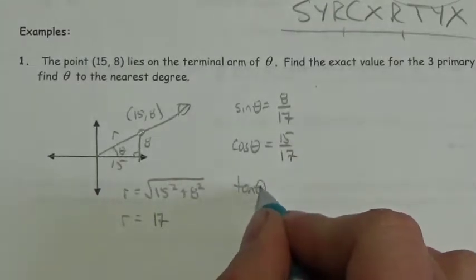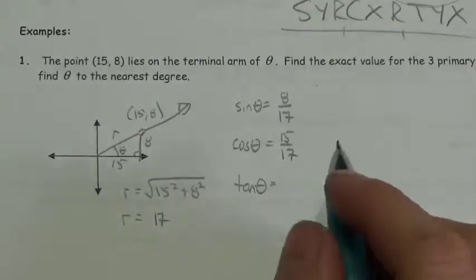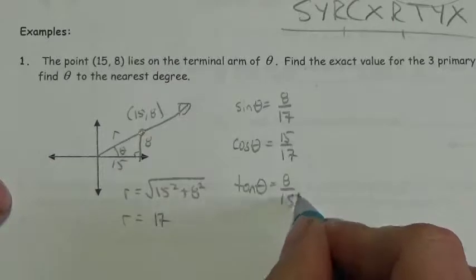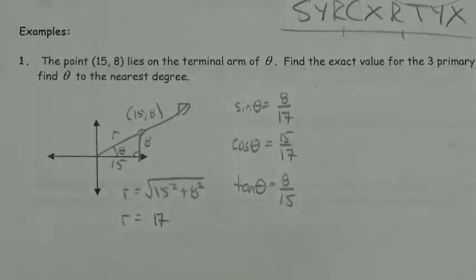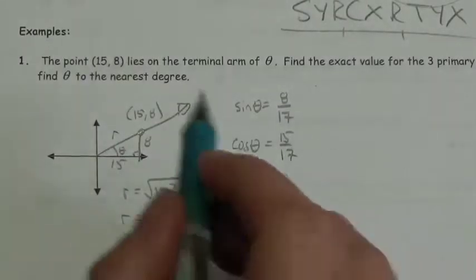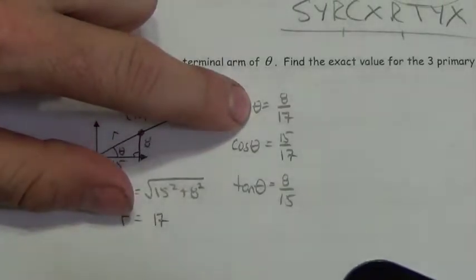And then finally, tangent, which was opposite over adjacent, it's now going to be y over x, which is going to be 8 over 15. So now I've got the three different trig ratios for that particular theta that goes through that point right there. Now, if I want to figure out what that angle theta is, I've got three different trig functions that I could use here. Now remember, the unknown is the theta.